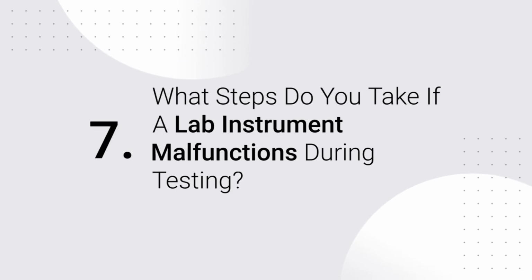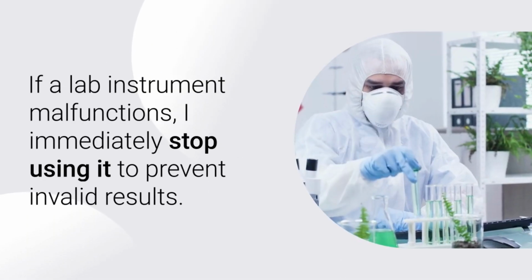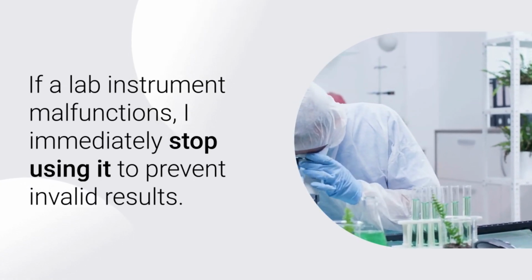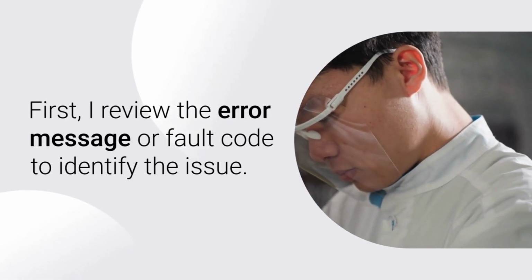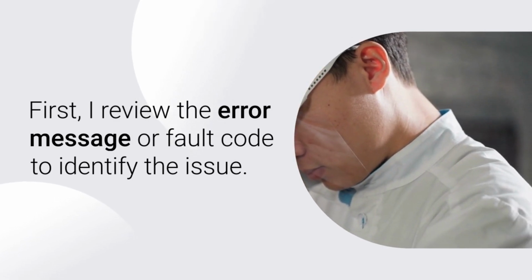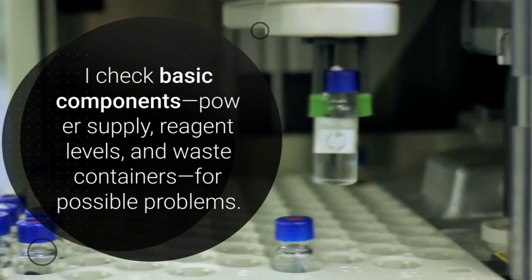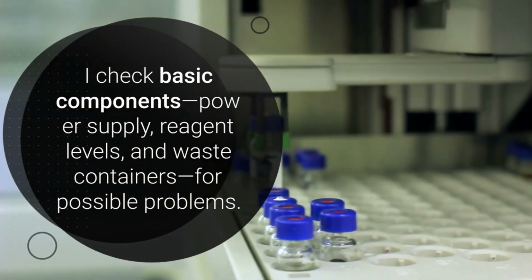7. What steps do you take if a lab instrument malfunctions during testing? If a lab instrument malfunctions, I immediately stop using it to prevent invalid results. First, I review the error message or fault code to identify the issue.